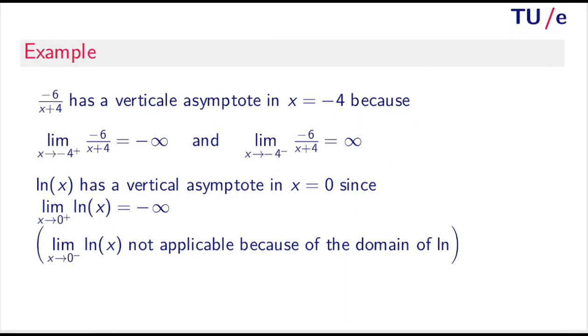The function ln x has a vertical asymptote in x is 0, since the limit for x going to 0, but now from the positive side, of ln x is equal to minus infinity. Here we cannot consider the limit for x going to 0 from the negative side, because the domain of ln x is of course the set of all positive x's.